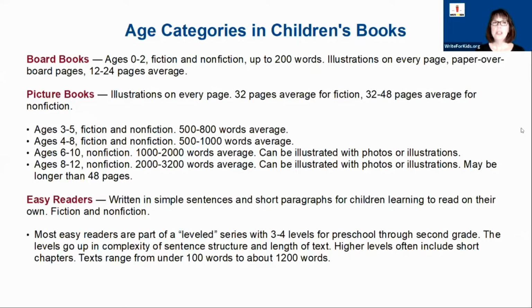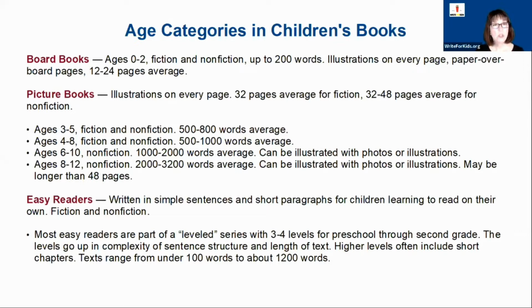Now we're going to dig in and learn about the different age groups of children's publishing. Here's a breakdown of the basic age categories in children's books. First, you've got board books, which are for ages 0 or infant up to about age 2. Those are paper over board books, the hard books for toddlers, and they have up to about 200 words in the stories.